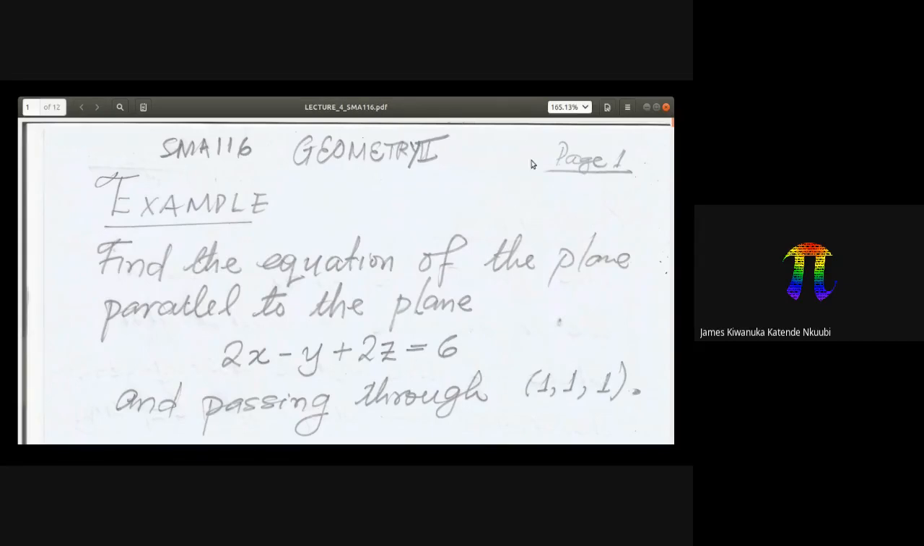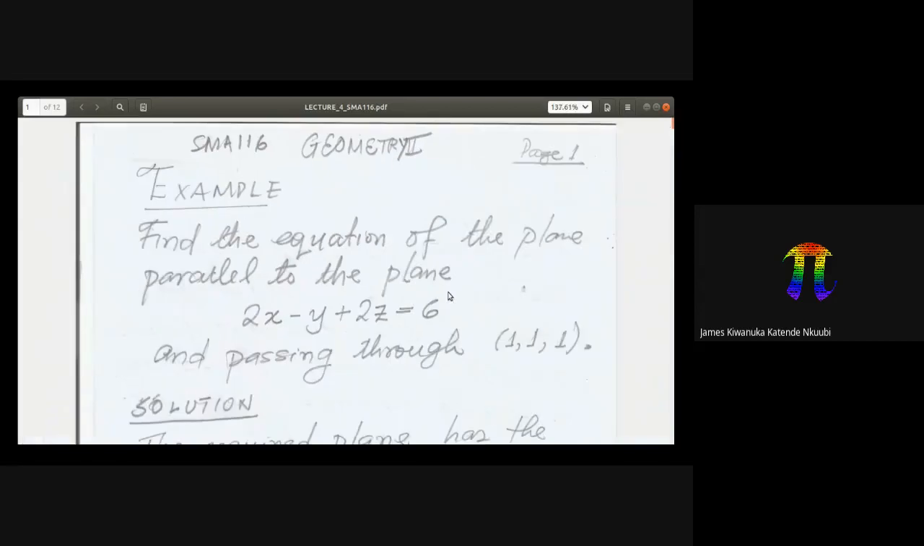So we'll start with this example. It says find the equation of a plane that is parallel to this plane, 2x minus y plus 2z is equal to 6, and also passing through the point 1, 1, 1.